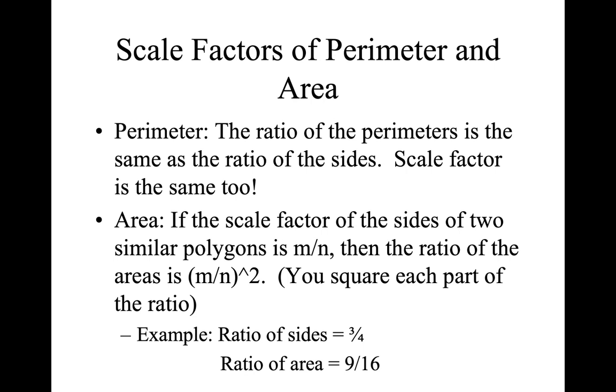So what does this mean? This means that if I have the scale factor of my sides, my perimeters change the same way. So if my scale factor of my sides is 5, the scale factor of my perimeters is also 5.